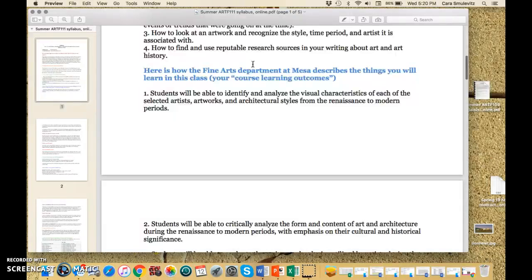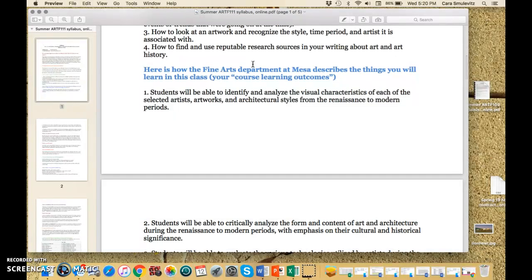You'll also learn how to look at an artwork and recognize the style, time period, and artist it's associated with. So by the end of this class, you should be able to go to a museum and see an artwork from across the room and be able to tell basically what it is, what style it's from. You might be able to recognize the artist.